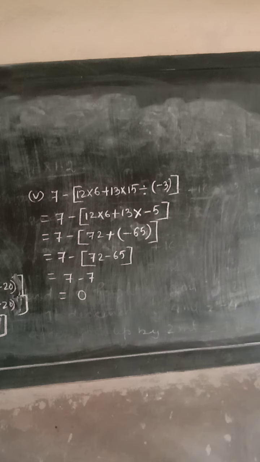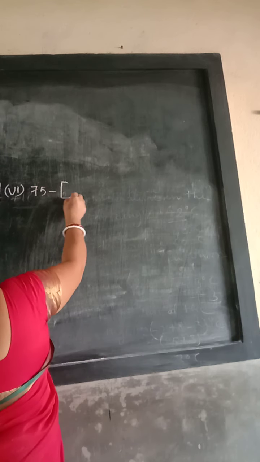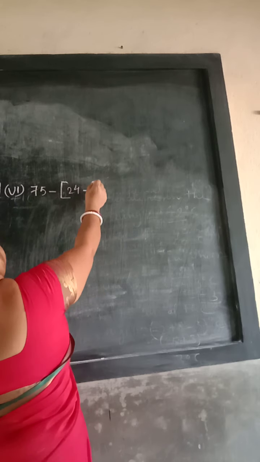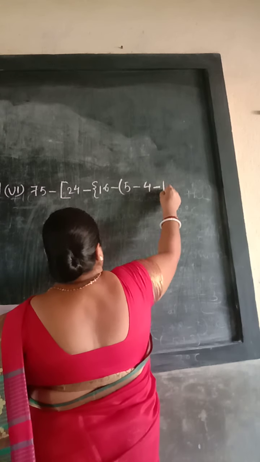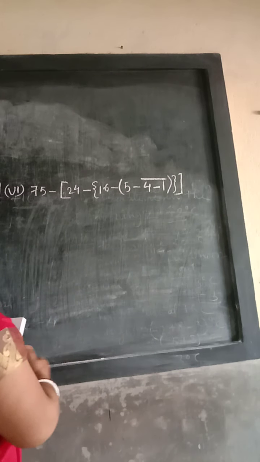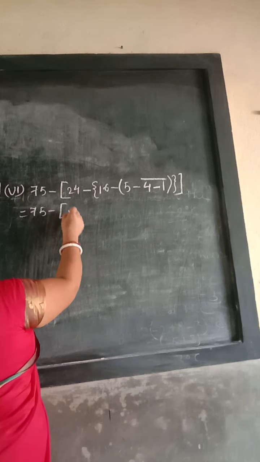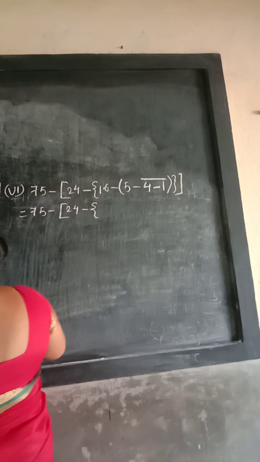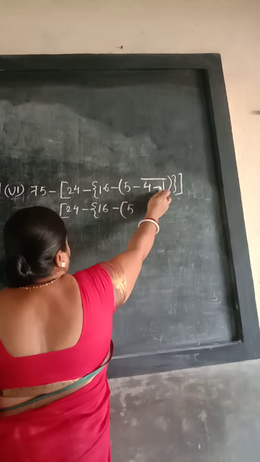Then question number 6, it says 75 minus 24 minus middle bracket 16 minus 5 minus 4 minus 1 with a bar. So it gives you 75 minus 24 minus 16 minus 5 minus 4 minus 1.